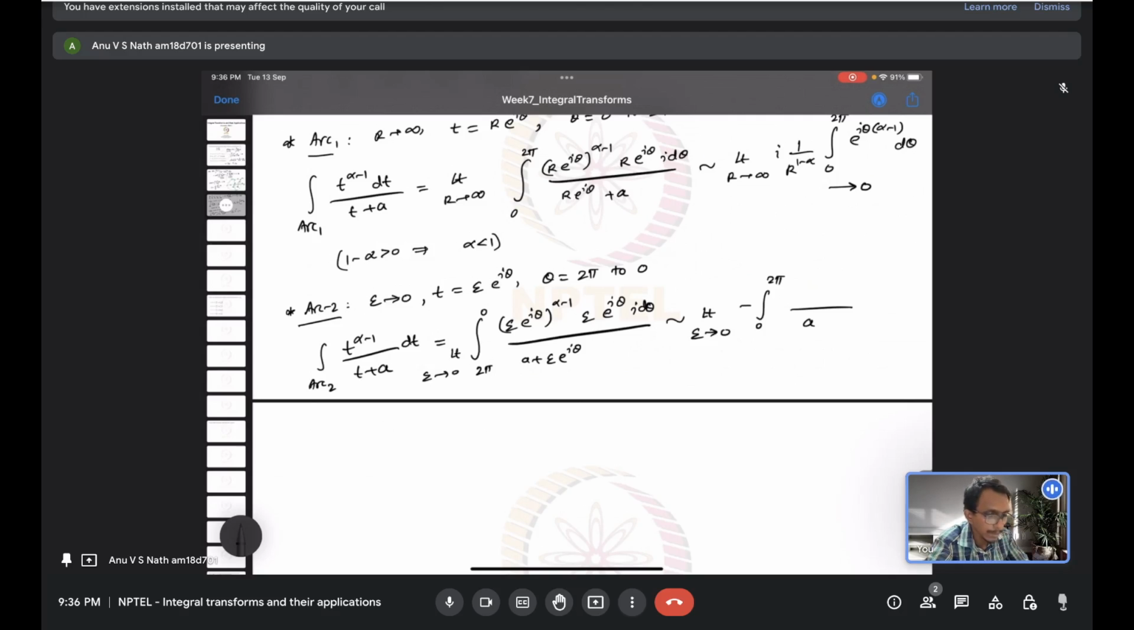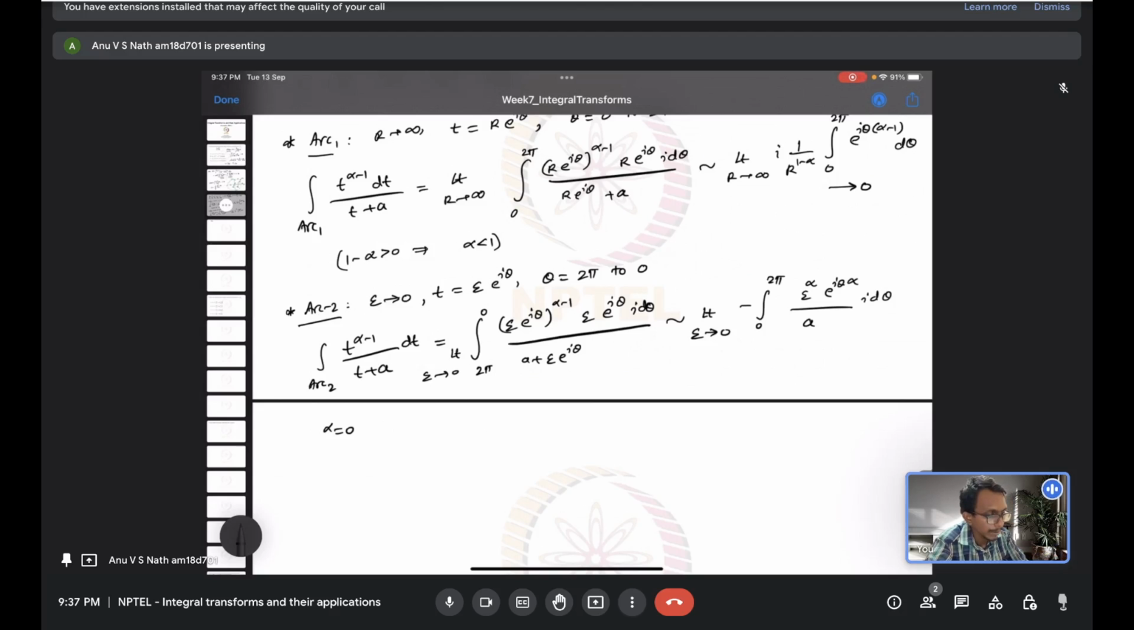The numerator epsilon e raised to i theta will join with epsilon e raised to i theta the whole raised to alpha minus 1 and become epsilon raised to alpha e raised to i theta alpha, then i d theta is there. Here, as I mentioned earlier, a is a constant, i is a constant, epsilon raised to alpha is a constant. It can be taken outside. See, one thing is that if alpha is 0, I will find a finite contribution from this expression, which I think is minus 2 pi i by a.